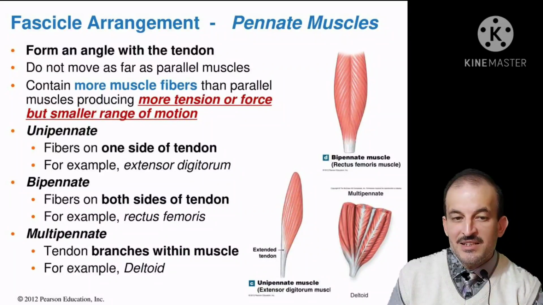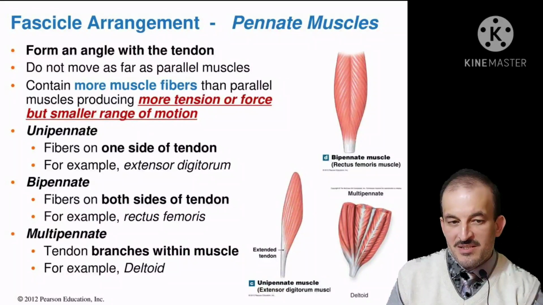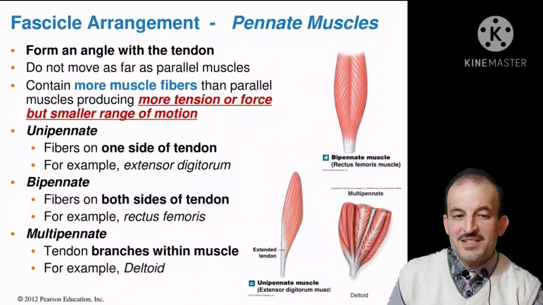This is regarding the pinnate muscle. We have unipinnate muscle, with fibers on one side of the tendon. Bipinnate, with fibers on both sides of the tendon. Multipinnate, where the tendon branches within the muscle, as seen in these figures.